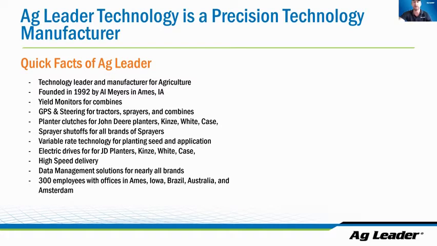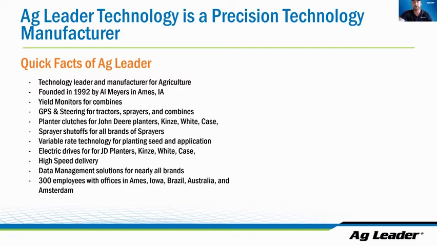Since then, we've had a number of new products and innovations along the way that I'm going to share with you guys today. So our big markets today are yield monitors for combines, GPS and steering, think auto steer for tractors and combines and sprayers. So now our operators can sit back and let the machine steer for them while they monitor the rest of their machine. We also specialize in planter technology.